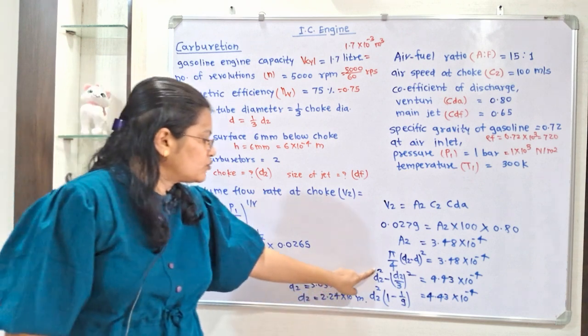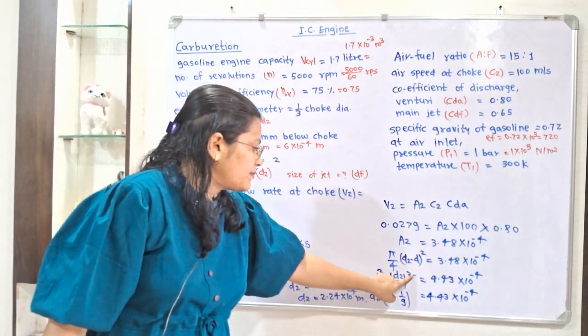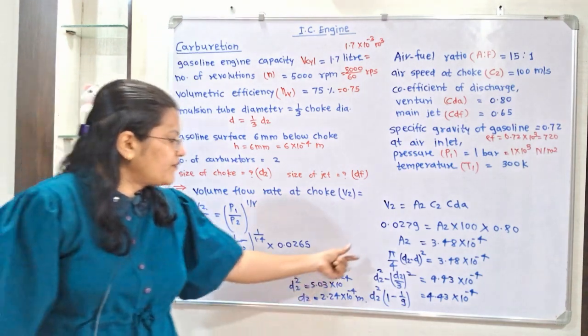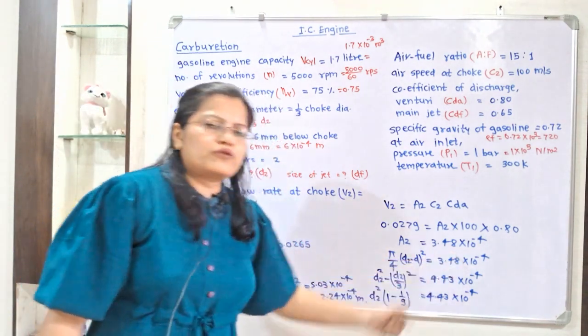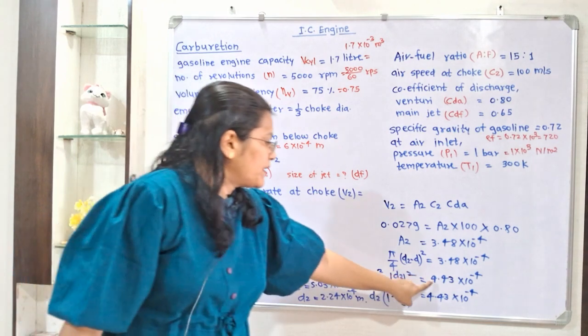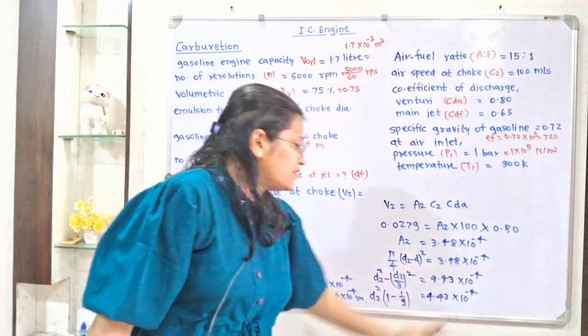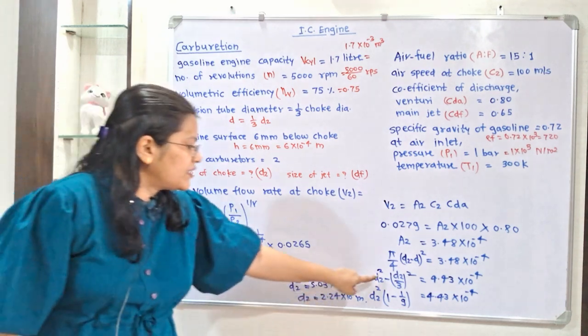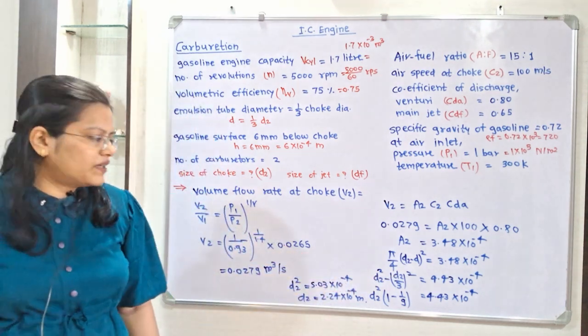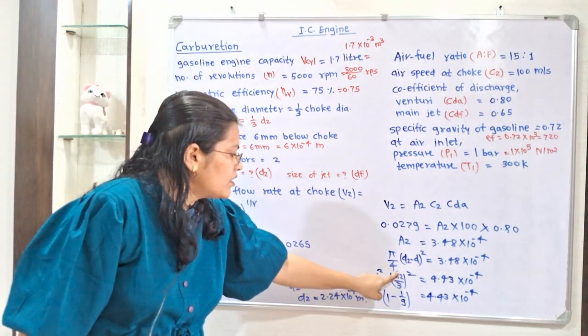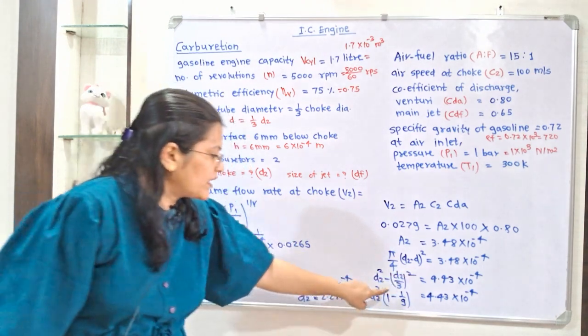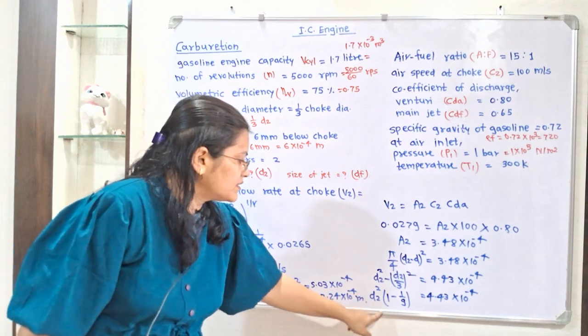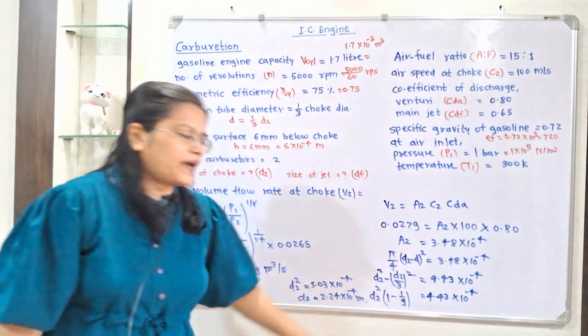So here is D2 square minus (D2 by 3) bracket square. Now we will transfer this pi by 4 to the right hand side. Then it will become 4.43 into 10 raised to minus 4. Now D2 square we will take as the common term. So here 1 minus 1 by 3 square is 1 by 9. So D2 square inside the bracket, 1 minus 1 by 9.